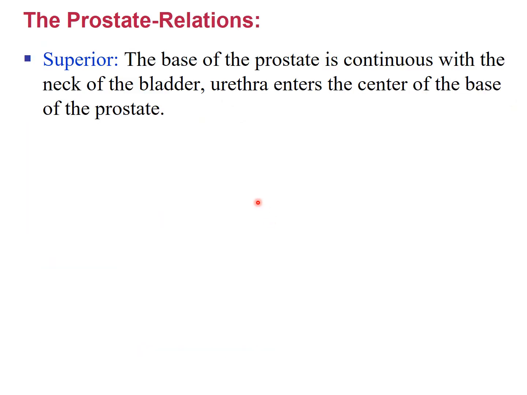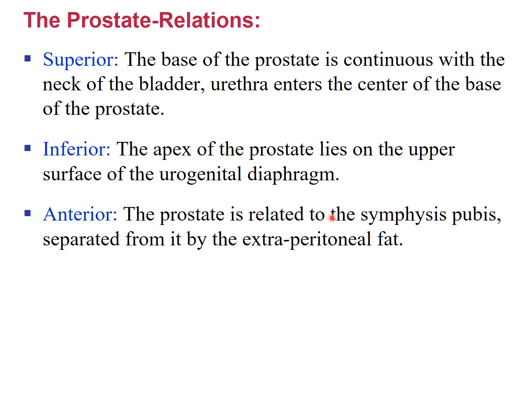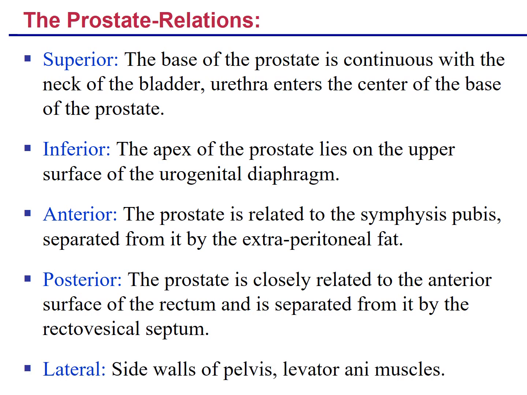Relations: superiorly, it is related to the base. The base of the prostate is continuous with the neck of the urinary bladder. The urethra enters the center of the base of the prostate. Inferiorly, the apex of the prostate lies on the upper surface of the urogenital diaphragm. Anteriorly, the prostate is related to the pubic symphysis, separated by extraperitoneal fat. Here we have puboprostatic ligaments in this fat. Posteriorly, the prostate is closely related to the anterior surface of the rectum and is separated from it by the rectovesical septum. On the lateral side, on either side, you have the side walls of the pelvis. These walls are formed by the levator ani.